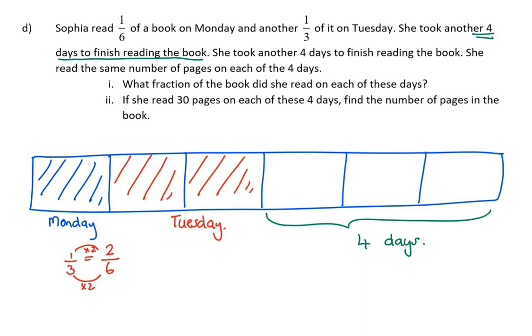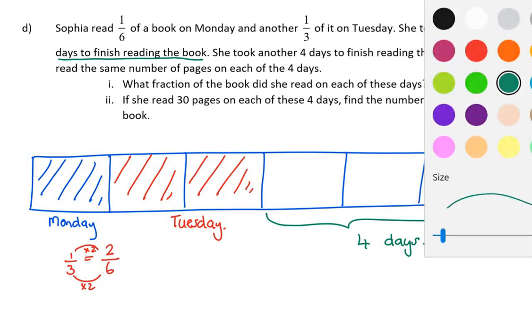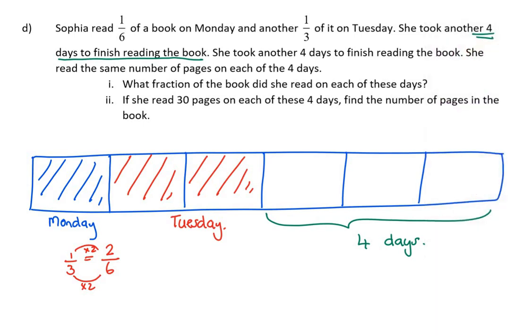She read the same number of pages on each of these 4 days. Okay, so there's the same number of pages on each of these days. Now, it looks like I've written the same sentence twice here. So she took another 4 days to finish reading the book. So let me cross out that sentence there. She read the same number. So we basically need to take those 3 blocks and divide them into 4.